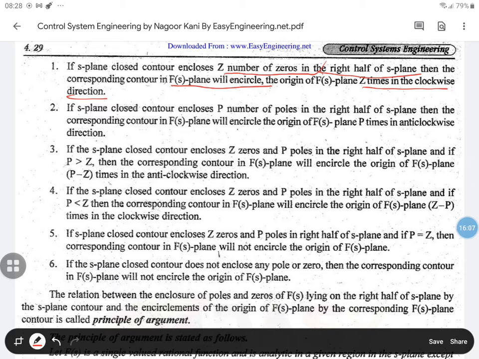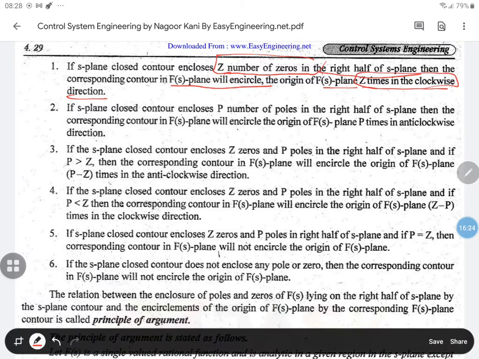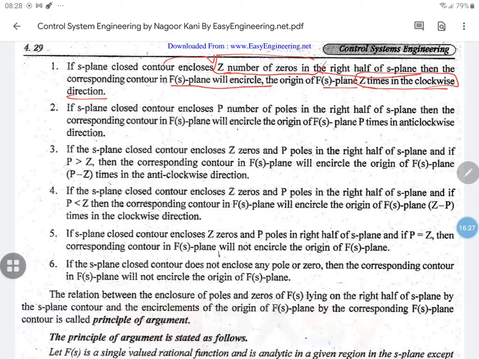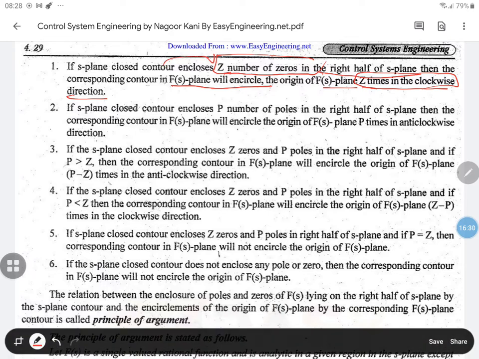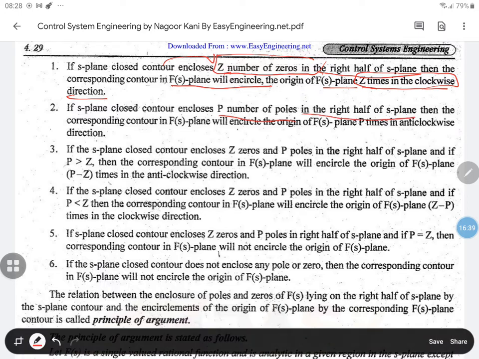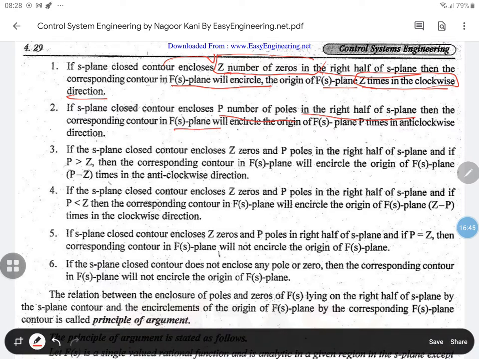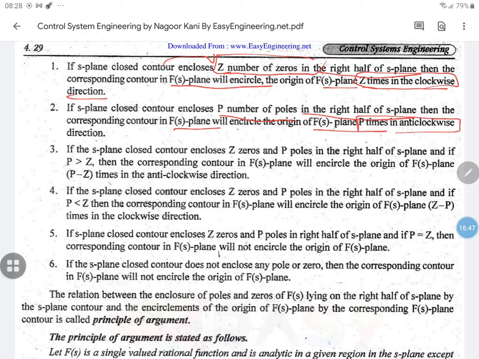Okay, so easy to remember. If there are Z number of zeros in the right half of the S-plane, then the F(S) contour encircles the origin of the F(S)-plane Z times in the clockwise direction. So only thing is this contour should have these zeros. Second case, if the S-plane closed contour encloses P number of poles in the right half of the S-plane, then the corresponding contour in the F(S)-plane will encircle the origin P times in the anti-clockwise direction.